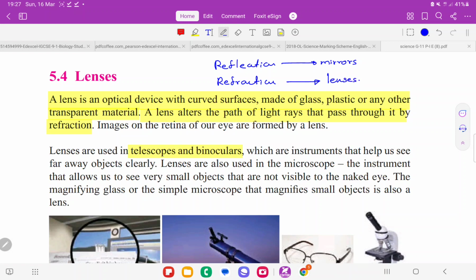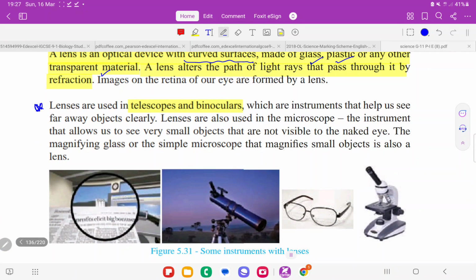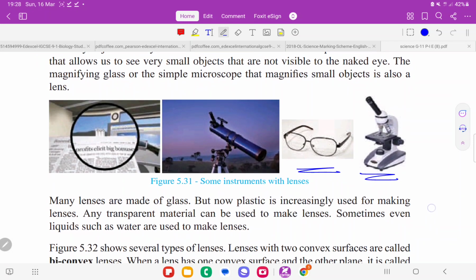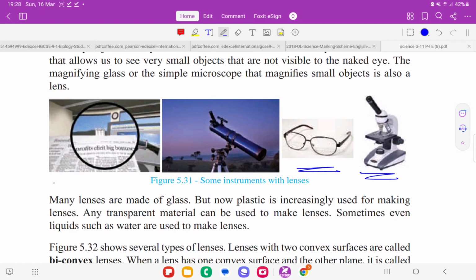What is a lens, right? A lens is an optical device with curved surfaces, made of glass, plastic or any other transparent material, so they can refract light rays. Lenses are commonly used in telescopes and binoculars in daily life, and also in microscopes and specs. Those common instruments you also need to remember.